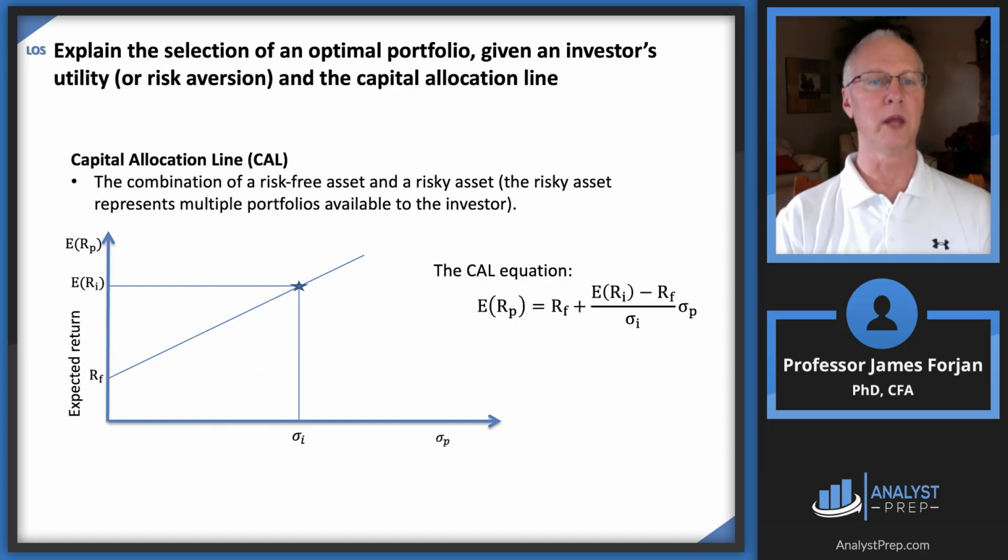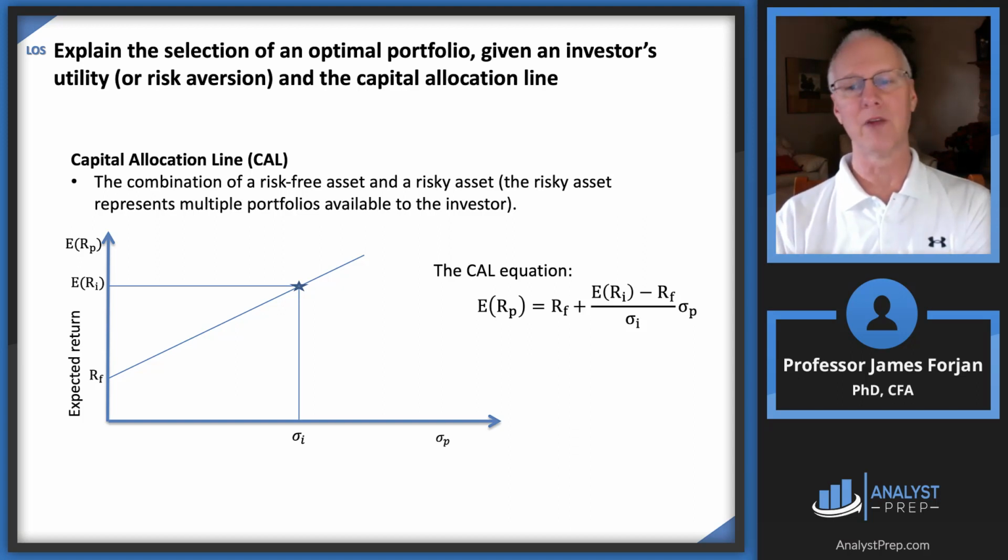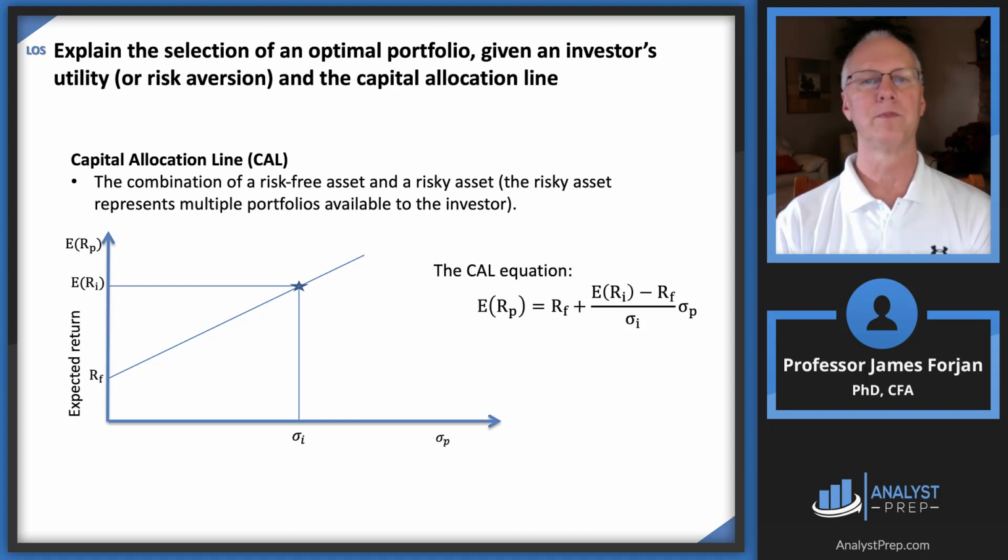All right, so explain the selection of an optimal portfolio. When you talk about the capital allocation line, start with the risk-free rate of interest and remember that the relationship is now linear. And that's why you can come over to the right-hand side there and look at the capital allocation line. It's a line, right? It's linear. And there's the formula. That's a good one to remember.